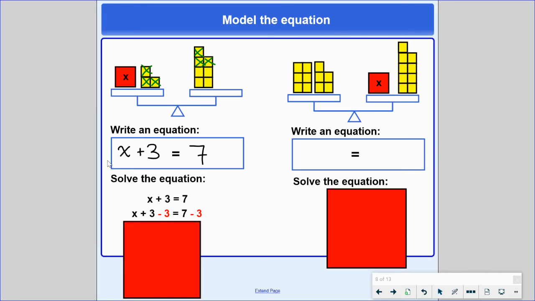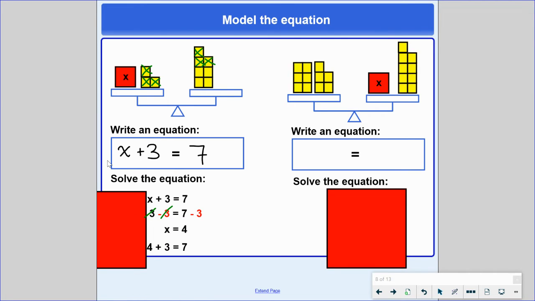Noticing that positive 3 and a negative 3 cancel out, I'm going to go ahead and invite you guys to cross those out. And what does that leave us with? Well, the only thing remaining on the left side is X, good, and the only thing remaining on the right side is 4 blocks. Don't believe it? Then check it. True or false? Is 4 plus 3 equal to 7? That is true. And so it works out.